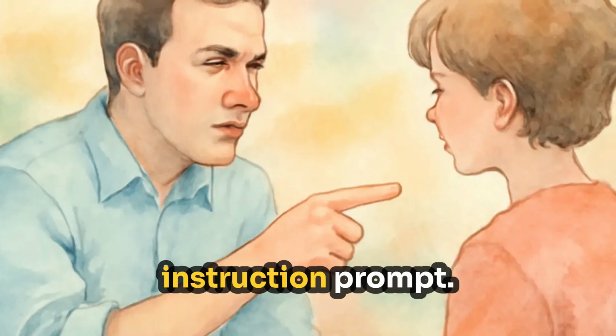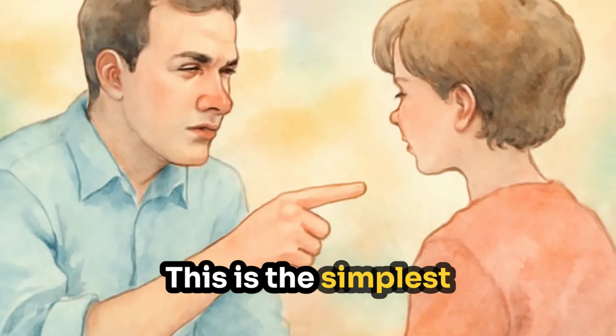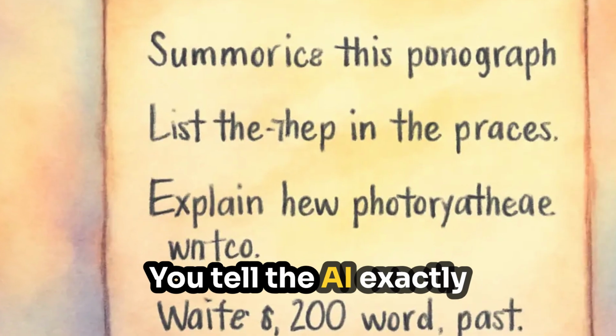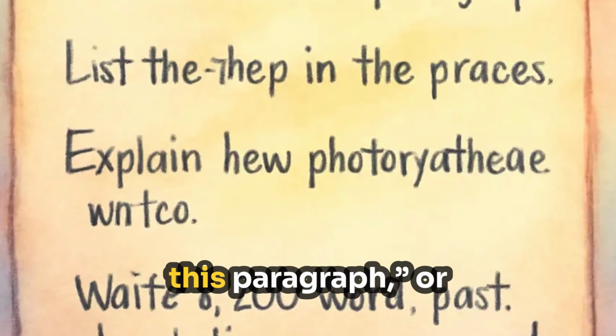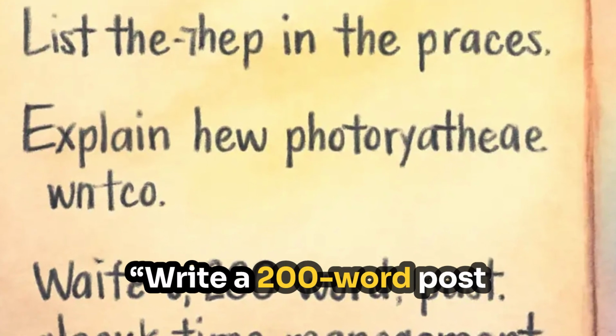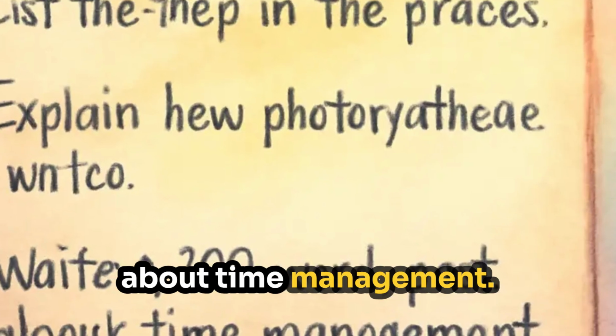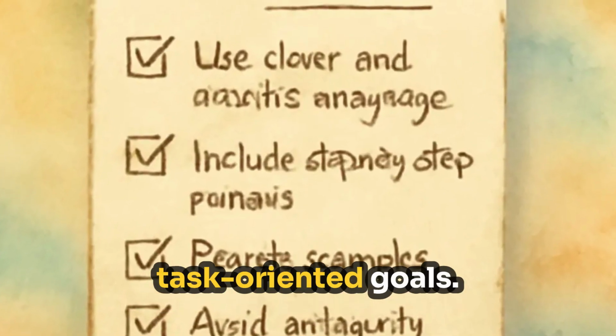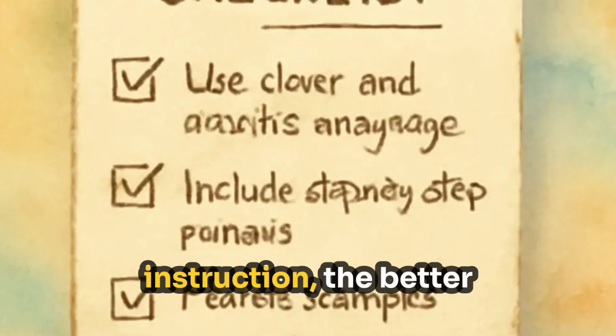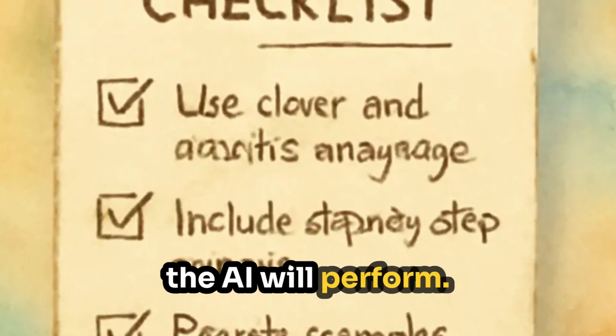The first is the instruction prompt. This is the simplest and most direct kind. You tell the AI exactly what you want it to do. For example, summarize this paragraph, or write a 200-word post about time management. Instruction prompts are useful for specific, task-oriented goals. The clearer and more detailed your instruction, the better the AI will perform.